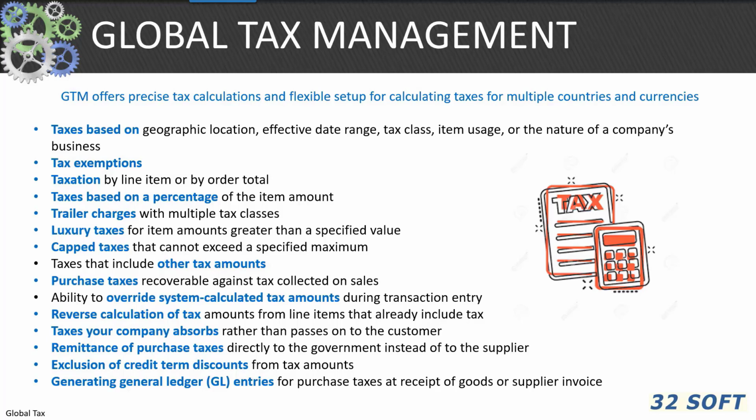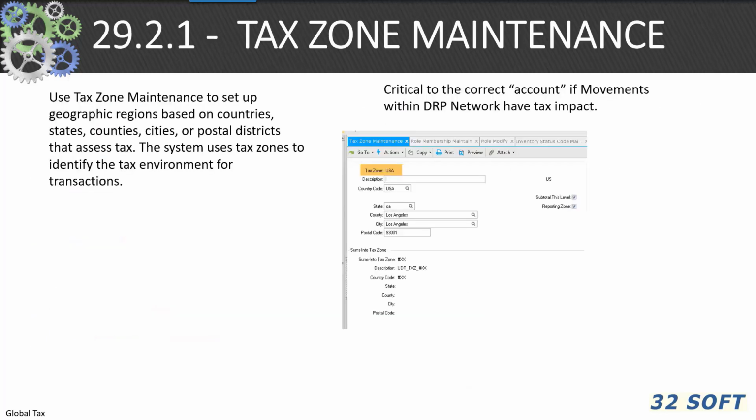GTM addresses tax by geographic locations, taxes by line, tax charges, taxes that are included in other tax amounts, reverse calculations. We don't have time to discuss all of the global tax management implications, but in our DRP, it has significant impact on the general ledger transactions, processing, and cost generation.